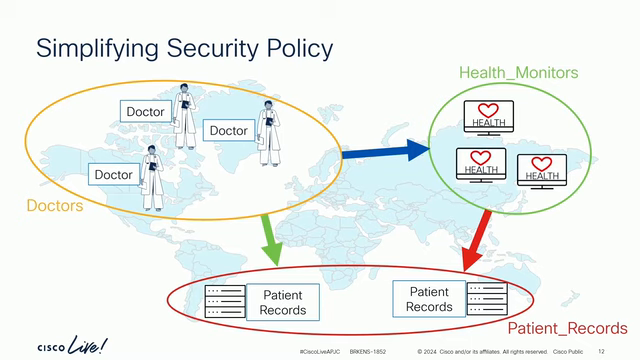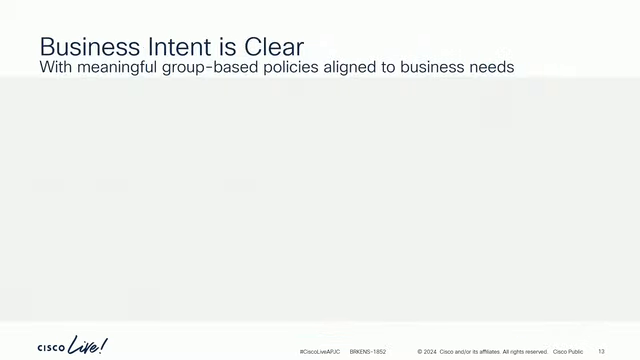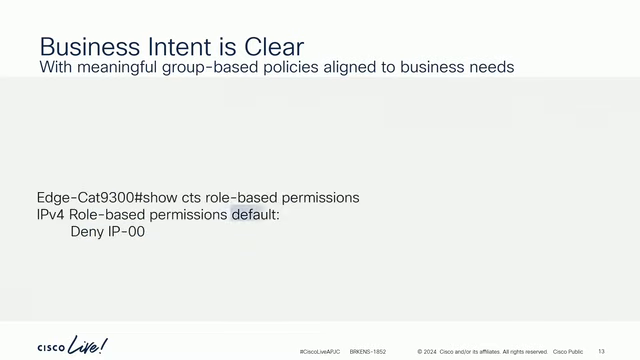This is the main reason for this technology, right? Things can move everywhere. They could be in the same group, but your policy doesn't change. It's still doctors to health monitors and so on. And the business intent is much clearer. Even down on the CLI level, you could have the policy on the switch or the router or the device. Default policy is a deny in this case. It's very clear to understand.